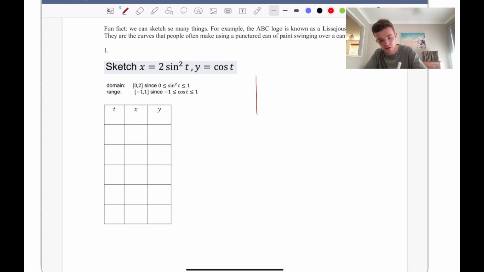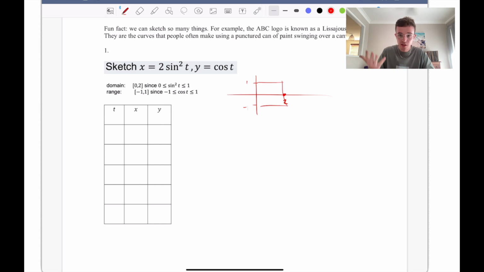But we're timesing it by 2, so the domain is from 0 to 2. I like to draw that little sketch. The domain is from 0 to 2. And cos is between -1 and 1. Since there's no 2 in front or +1, it just means the range is from -1 to 1. So that's our thing there.